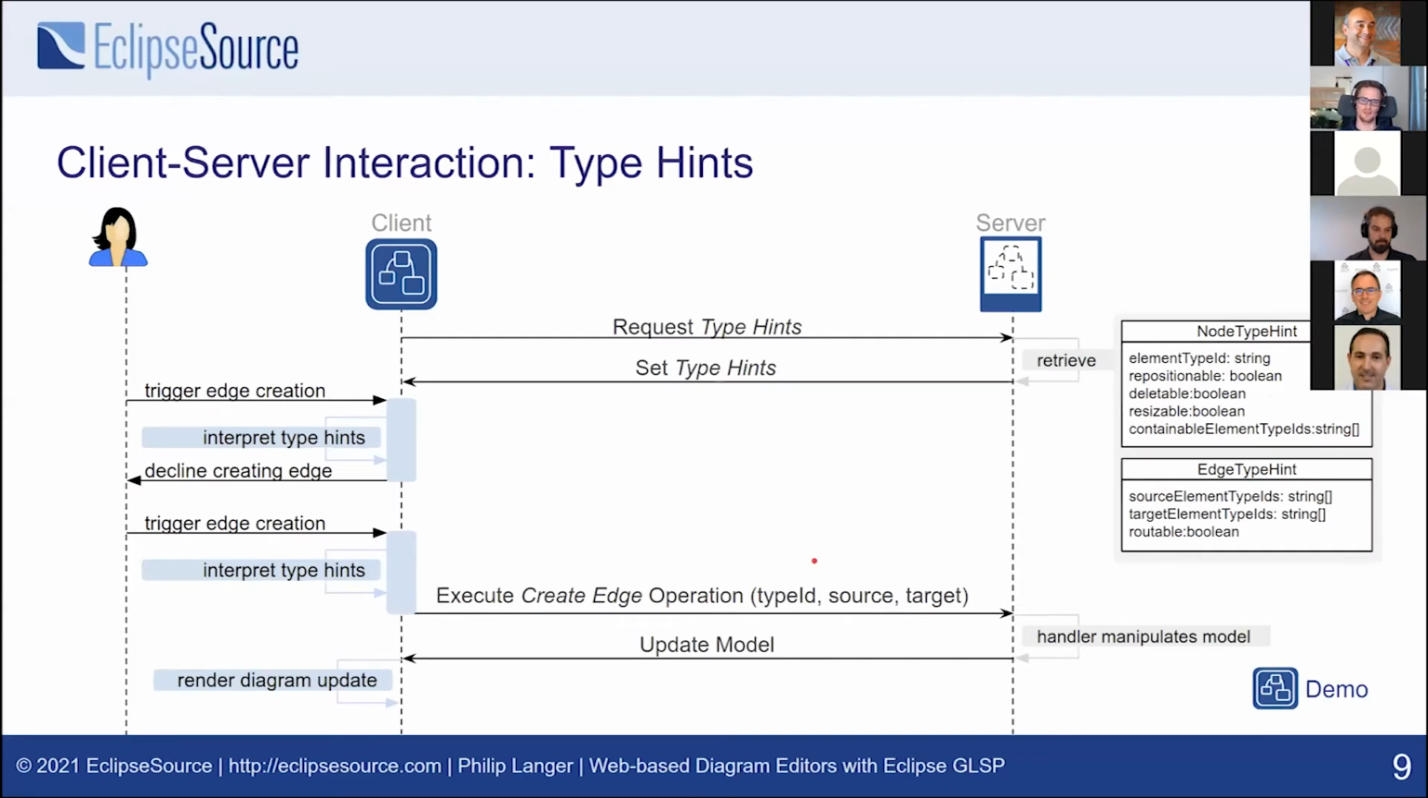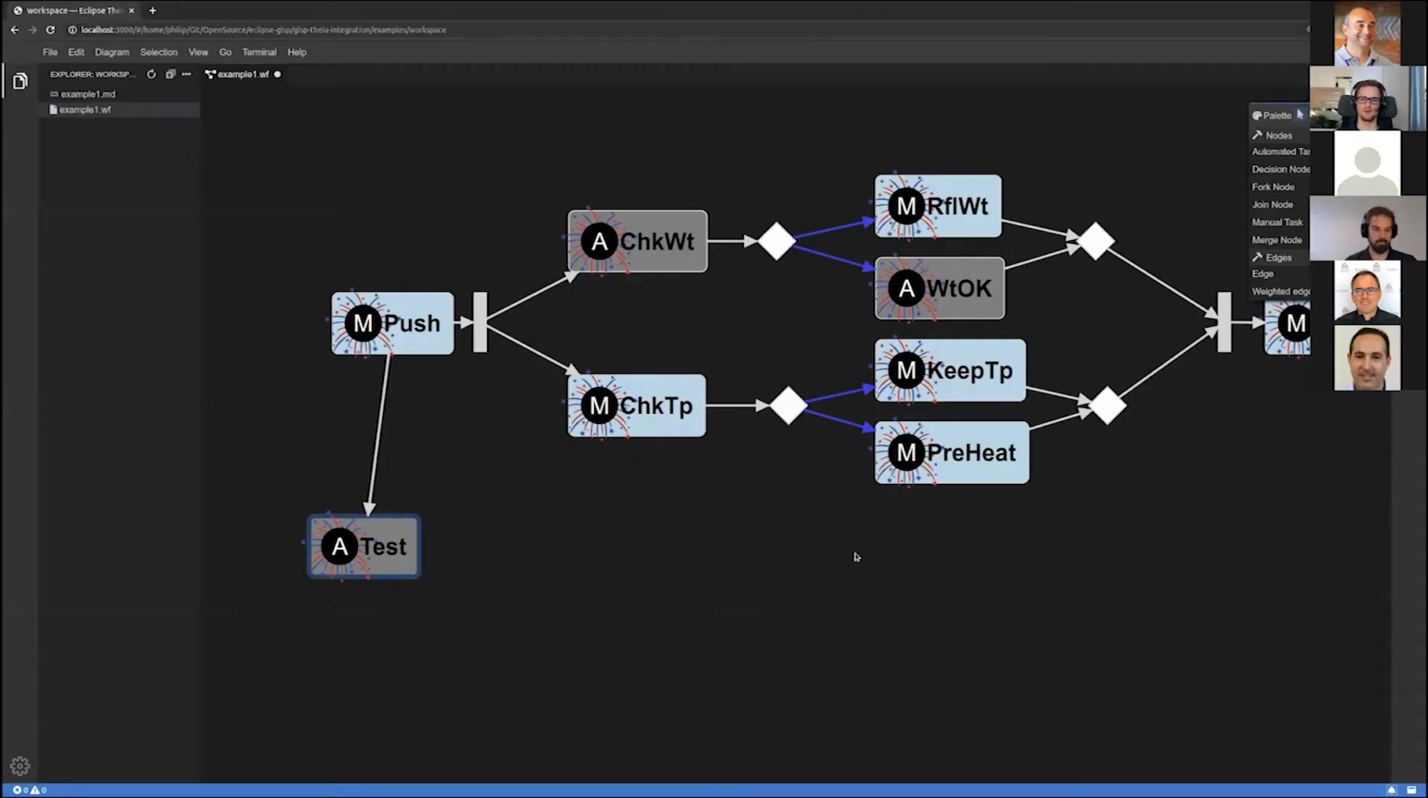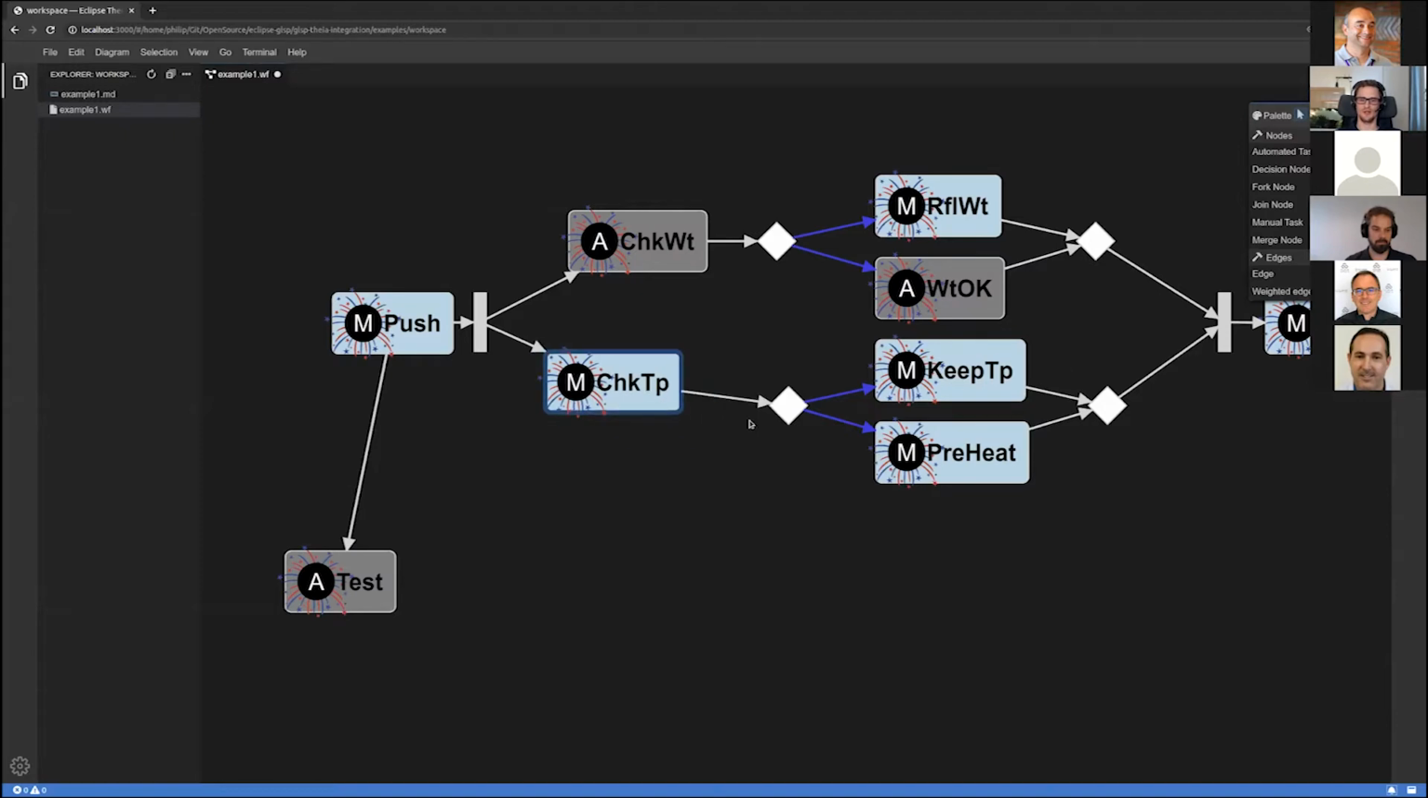Of course, there is one additional catch to it. We want to avoid lots of round trips when we have direct user interaction. This would happen, for instance, if you look at the demo again, and we have special cases like we are only allowed to connect nodes with certain edge types.